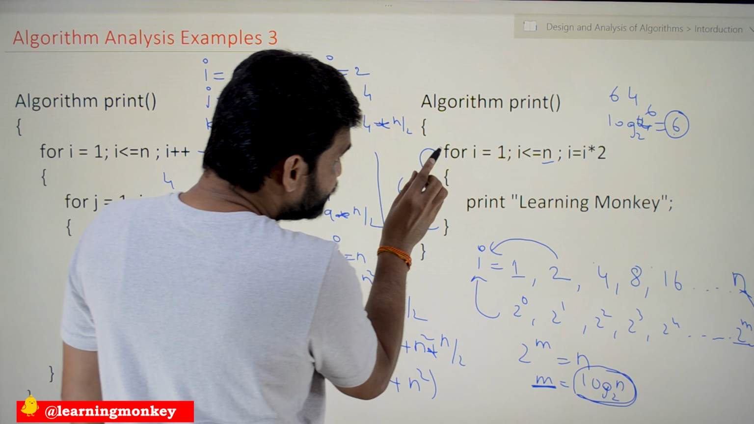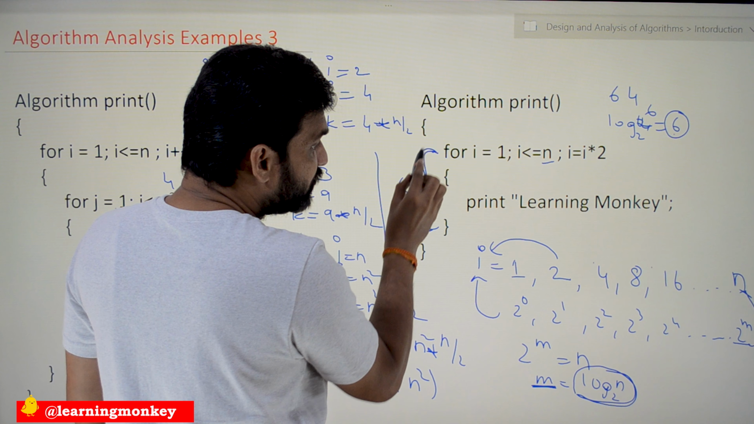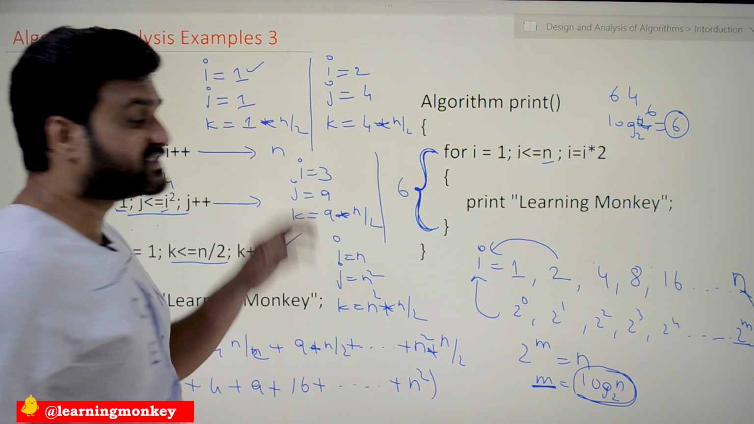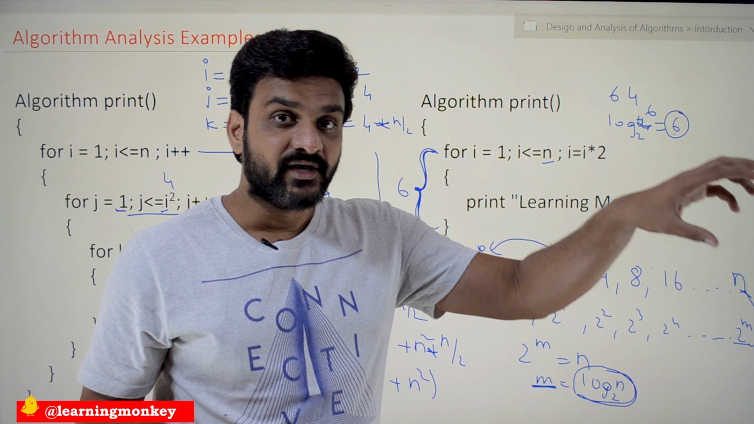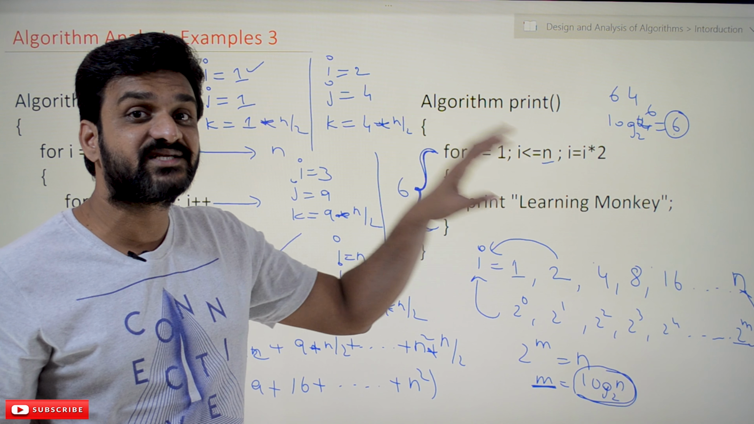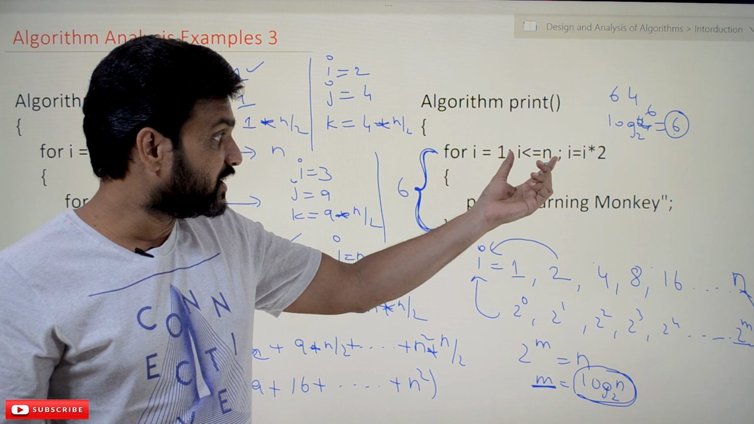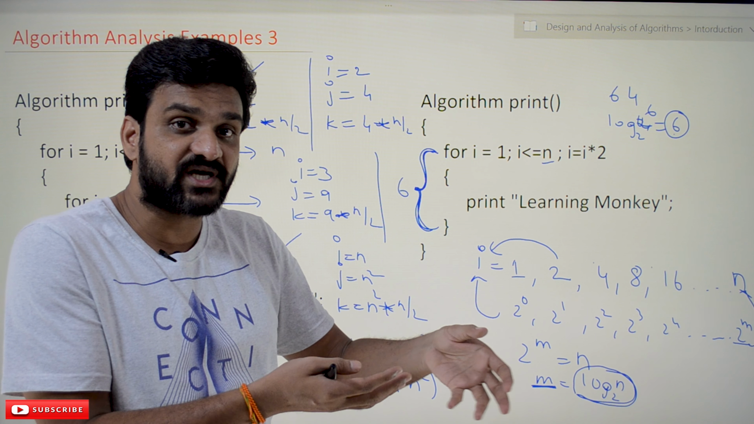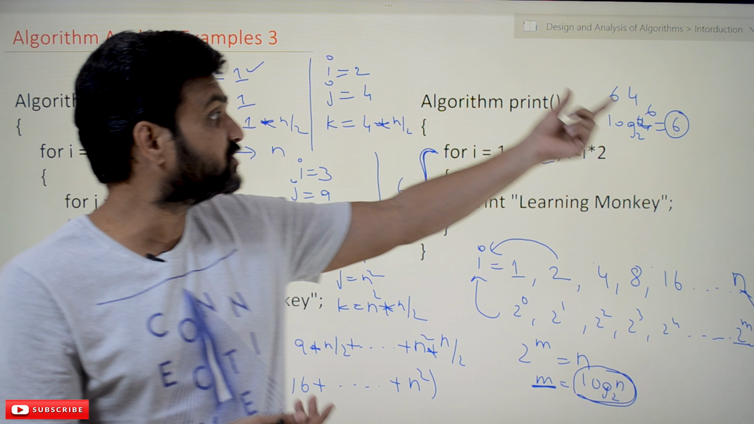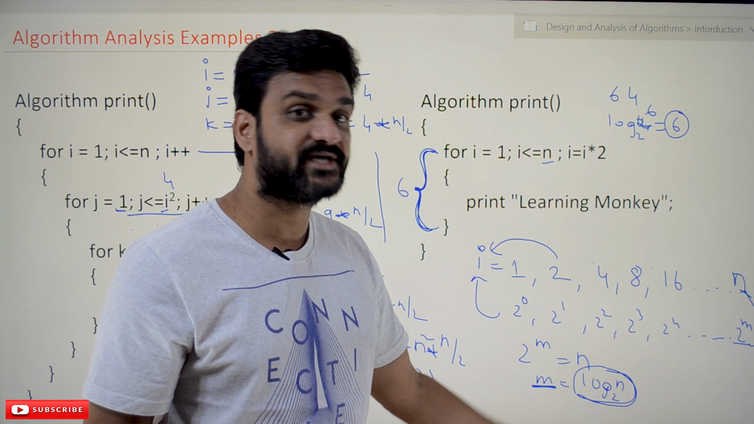So we have to iterate 6 times in order to come out of this loop if 64 is the value of n. 6 times this condition will get executed, so the entire efficiency of this algorithm is 6. It depends upon the value of m. Try to get that point. So it is log n base 2.